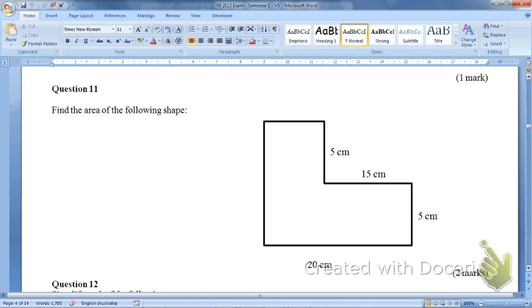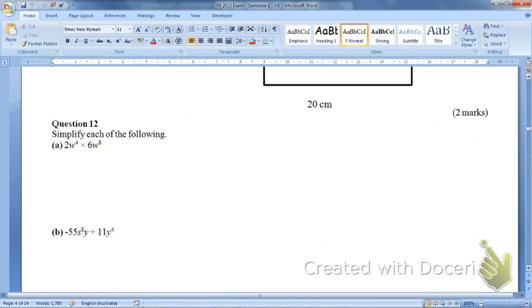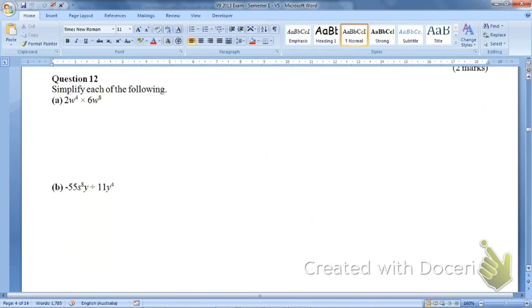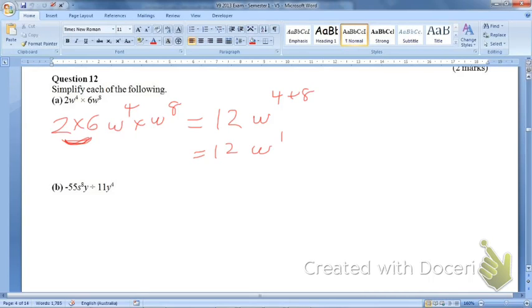Question 12. Simplify each of the following. We have numbers. Firstly, the numbers come out the front. 2 times 6, and then w to the 4 by w to the 8. 2 times 6 is 12. You multiply the coefficients. You multiply the big numbers out the front. Powers, though, you add. So it's 4 plus 8. Answer is 12w to the 12.